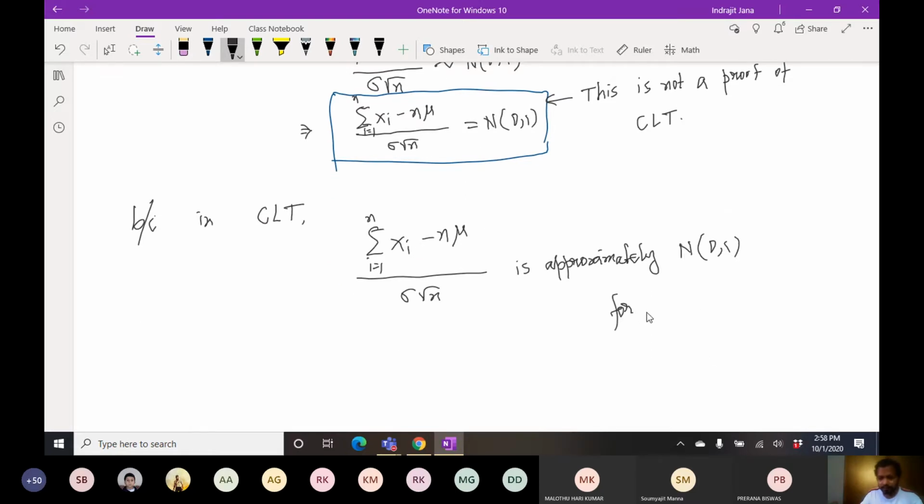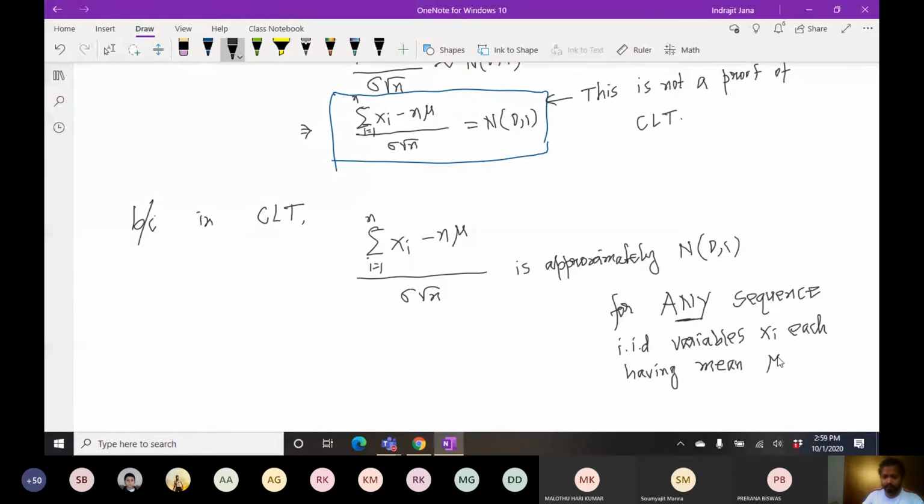for, and this is the keyword, any sequence of IID variables xi, each having mean mu and variance sigma square. This is the important clause here.